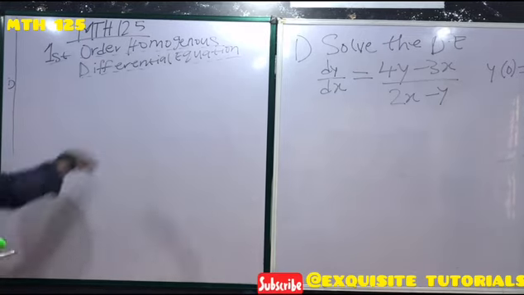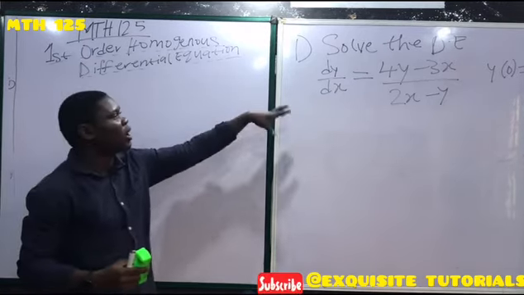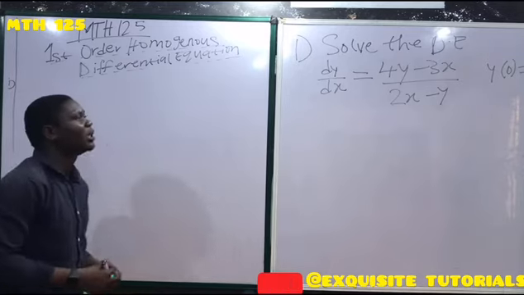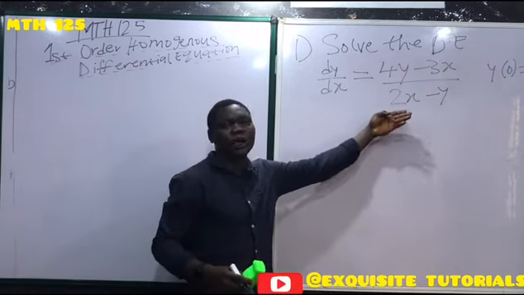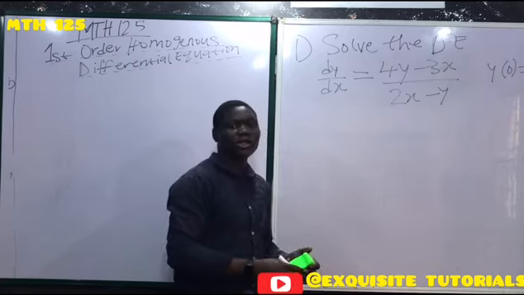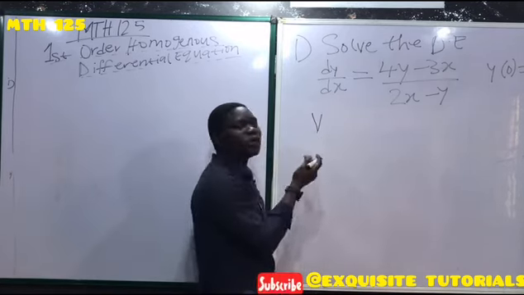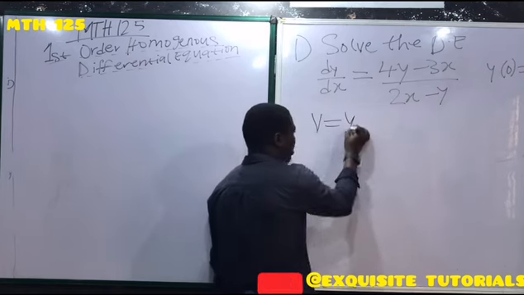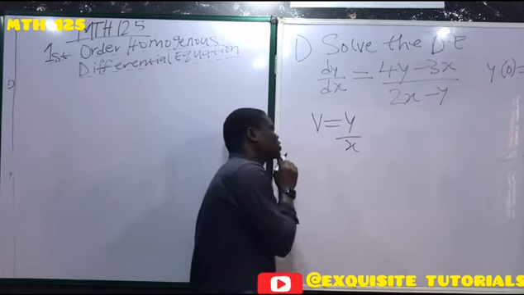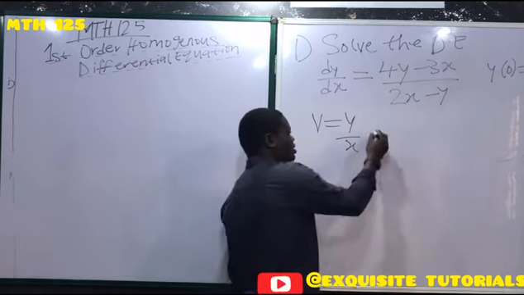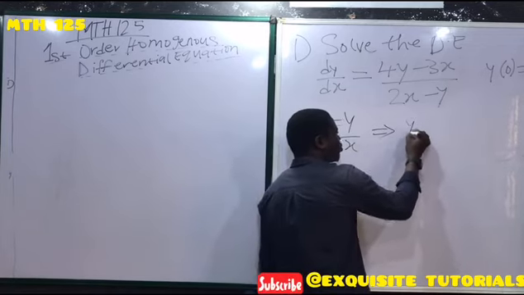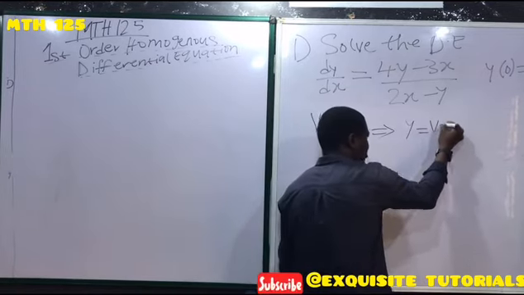Now let's quickly solve that. Set dy over dx equals to that. Now anytime you observe that a differential equation is homogeneous, the first thing you must do is to let a variable, let's say that variable is v, equals to y over x. Now if v equals y over x, it implies that y equals vx.